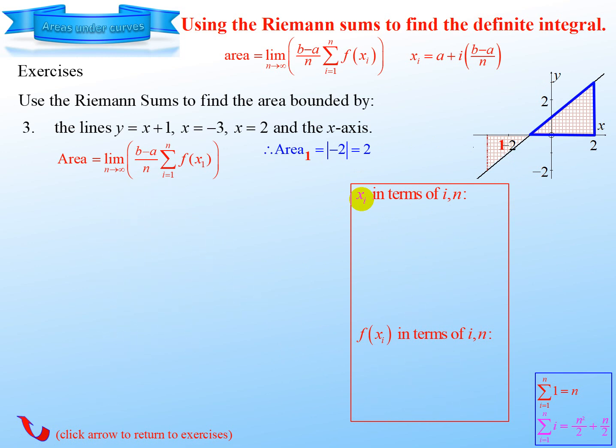Let's go there. And we're going to start finding the area in the second triangle there. It's from -1 to 2. So a is -1, b is 2. And we're going to apply our xi formula. -1 plus i times 2 minus -1, giving us 3i over n minus 1.